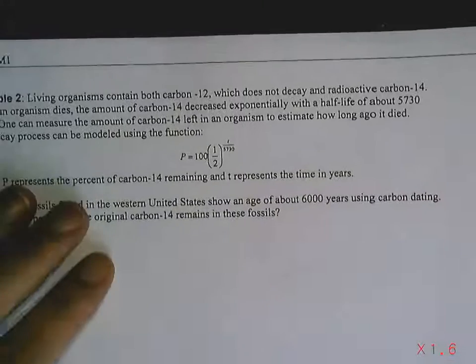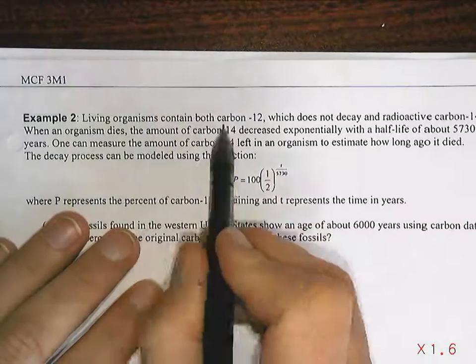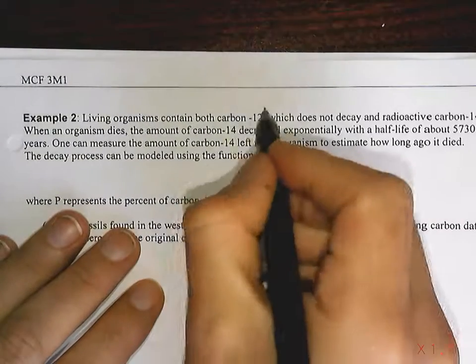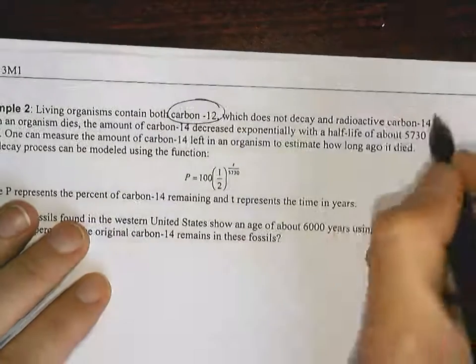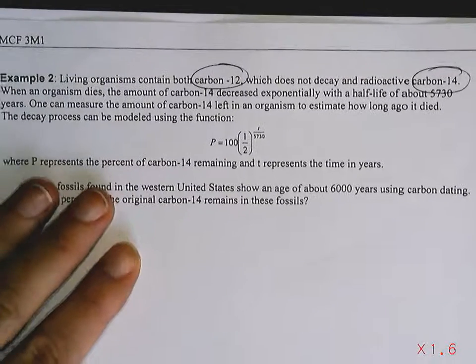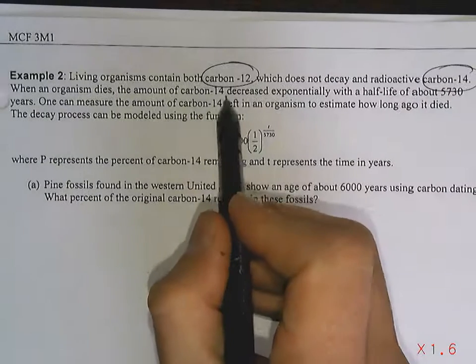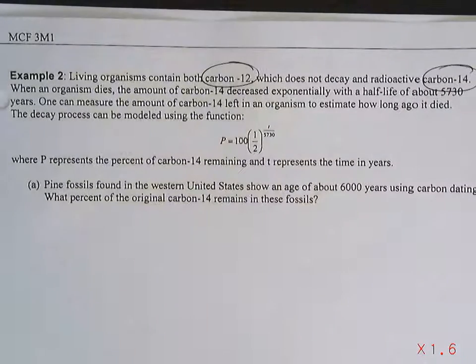Oh, look, my carbon example that we were talking about. Living organisms contain two types of carbon. You have carbon-12 and you have carbon-14 in your bodies. You really do. And that carbon is in your bones, and it's in all sorts of things. So when an organism dies, the amount of carbon-14 doesn't go up anymore because you're dead. You're not eating anything. You're not doing anything. You're dead. But the carbon-14 decreases exponentially with a half-life.